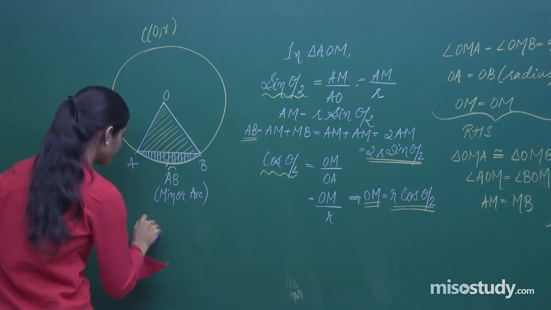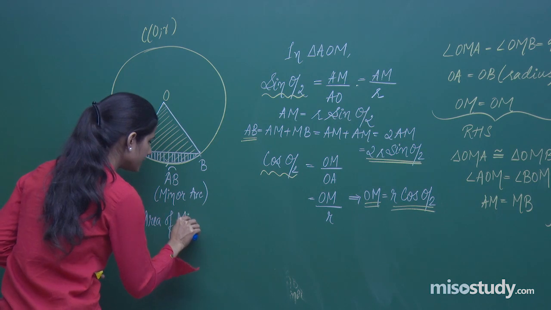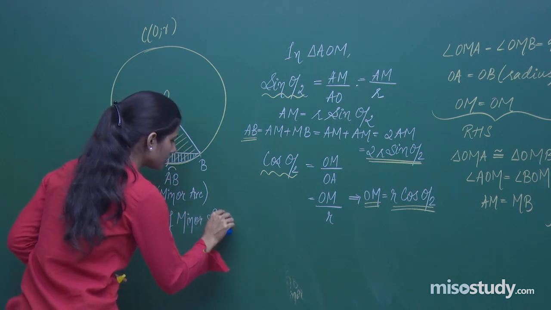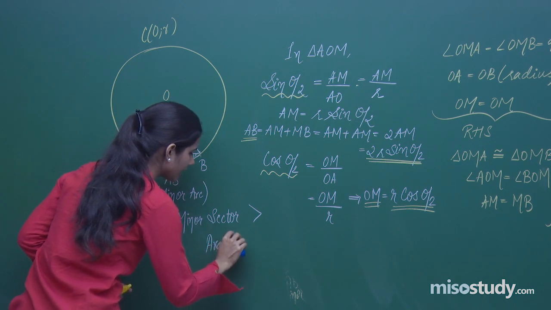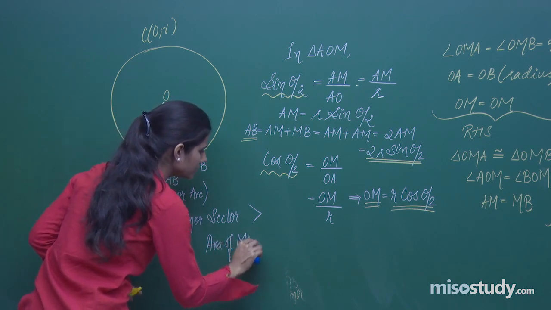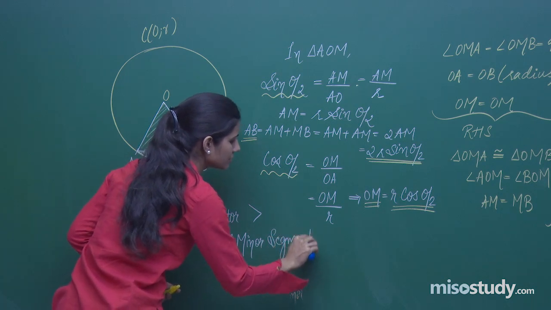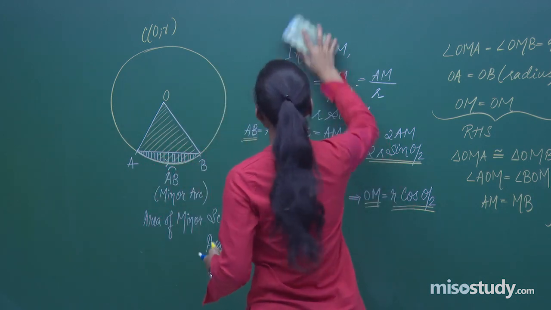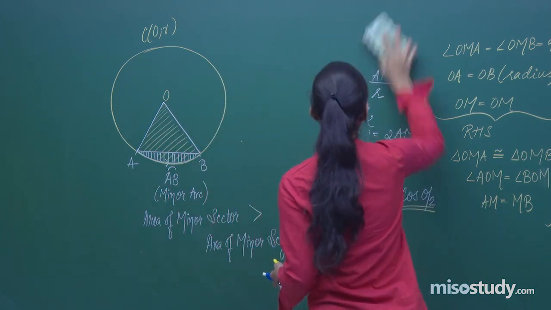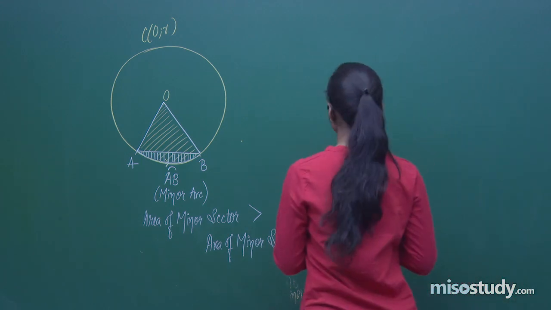One thing is sure, that area of minor sector is always greater than area of minor segment, isn't it? You can see this very clearly. Let me draw another diagram. Let me draw now another diagram of the same setup.